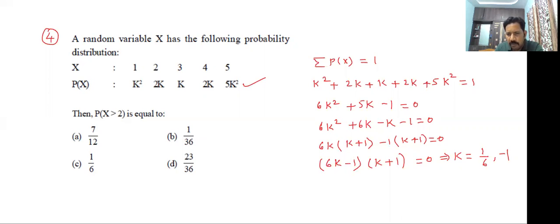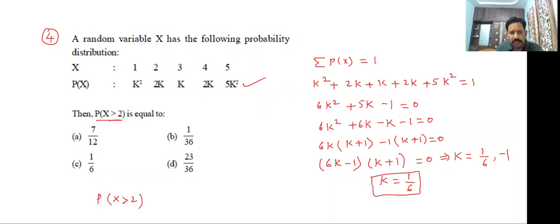If k is equal to 1 by 6, it can exist. Minus 1 cannot exist, because if we substitute in the probabilities, we get 1, another one minus 2, minus 1, minus 2, 5, like that. So probability cannot be negative or more than 1. It lies between 0 and 1. Next, what they are asking here: P of x greater than 2.